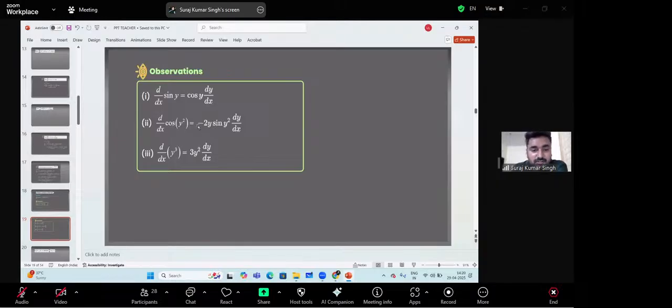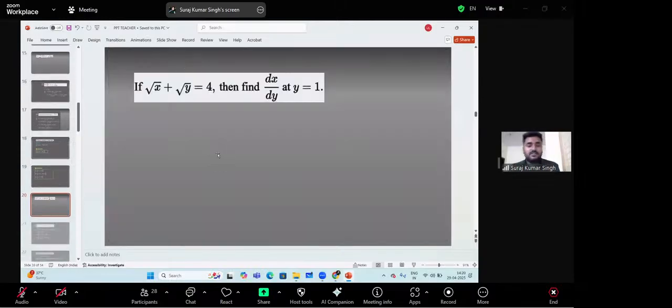Because the derivative of cos of y square will come minus sin of y square, and the derivative of y square will come 2y, and the derivative of y we should write dy by dx. Similarly, here the derivative of y cube, that is 3y square into dy by dx, we should write, right?